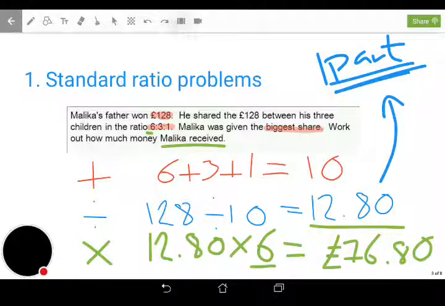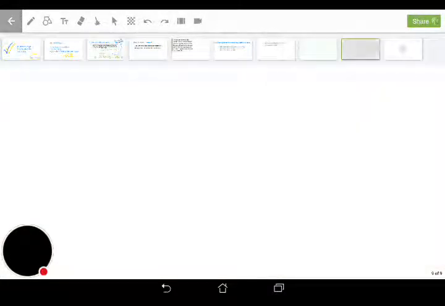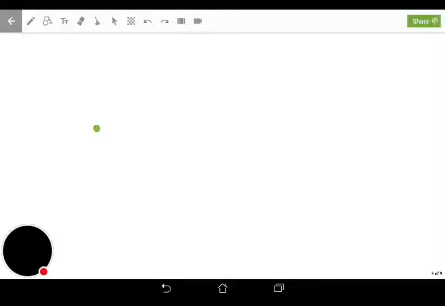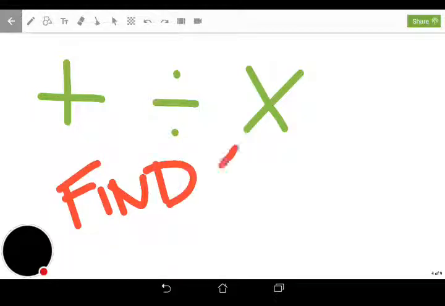Standard ratio problems come in the form: add, divide, multiply. The key thing to remember for all ratio is that I want to find one part.